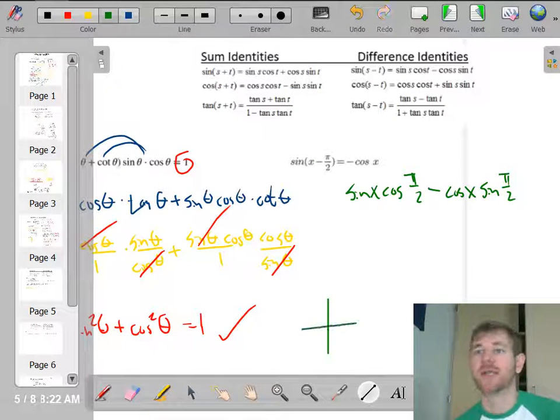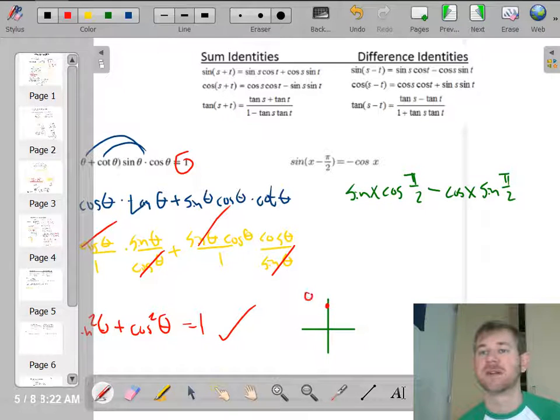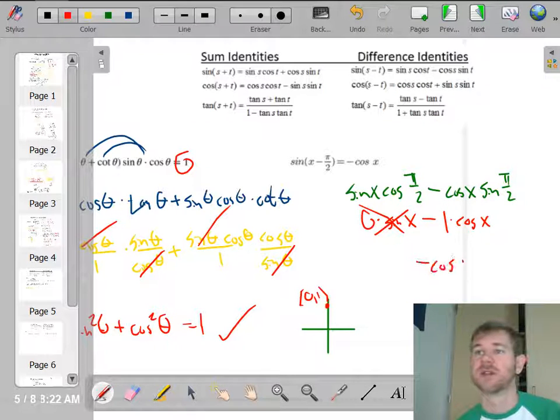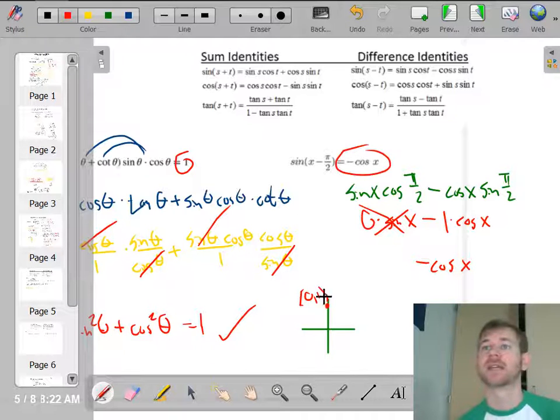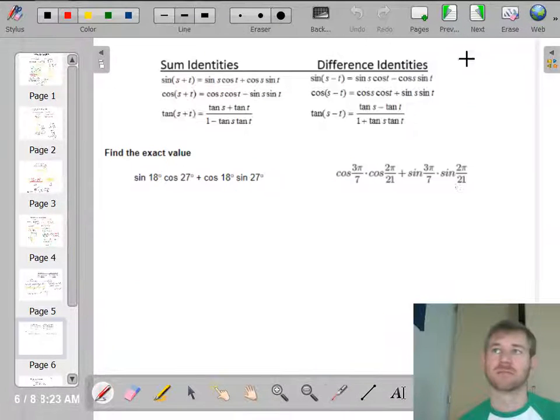Pi over 2 is right here on my unit circle, so that's at 0, 1. So when I say what's the cosine of pi over 2, that's the x. So 0 times the sine of x minus the sine of pi over 2 is 1, so 1 times cosine of x. 0 times everything is 0, so that goes away, and negative 1 times cosine is just negative cosine x. What am I trying to prove? Oh, that is negative cosine x. Sweet, I did it.